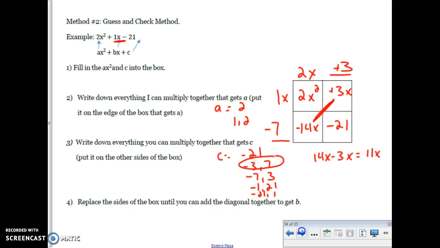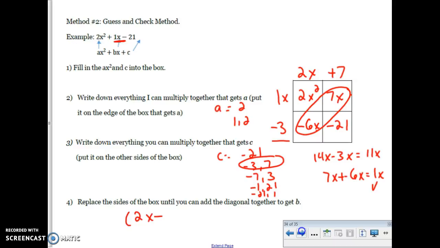I can switch the order of them, though. If I change it, I can make this one a negative 3 and this one a positive 7 and see what happens. 7 and 1 gets me 7x. Negative 3 and 2x gets me negative 6x. 7 plus negative 6 gives me 1x. So that checks. My factored form would be 2x plus 7 and x minus 3.